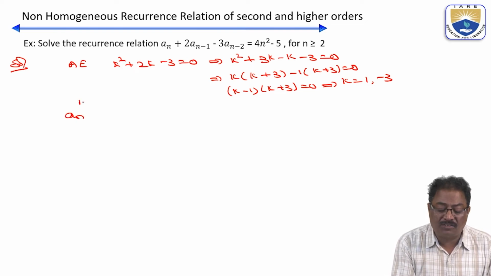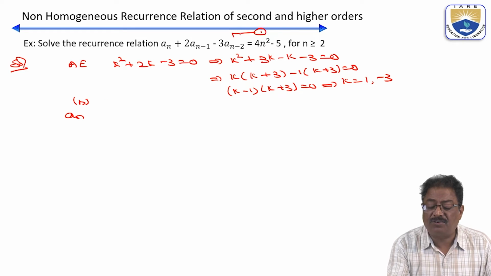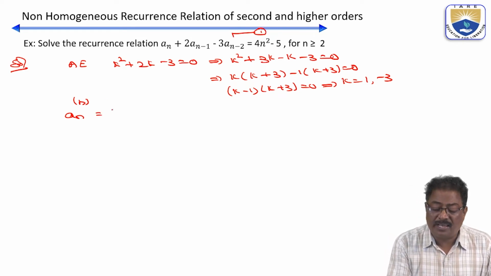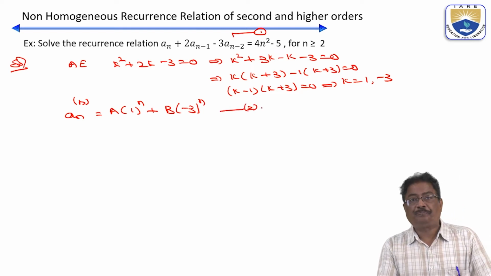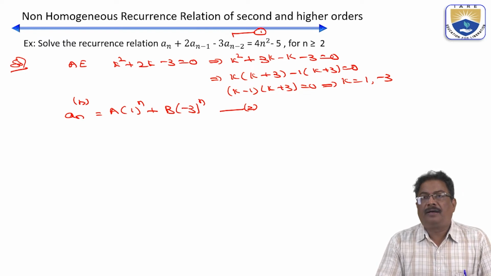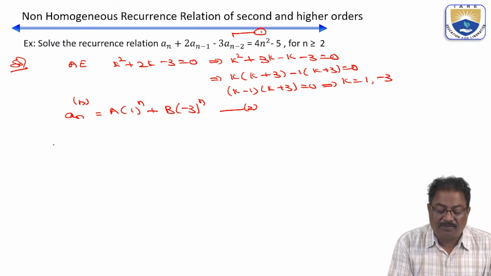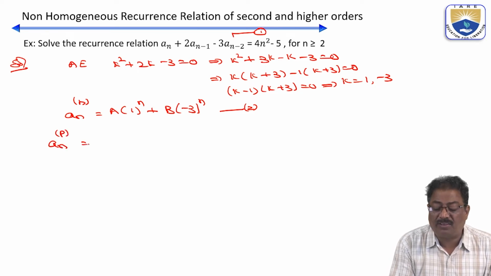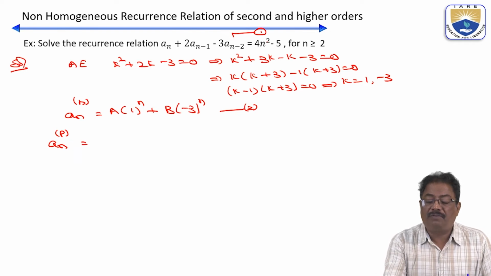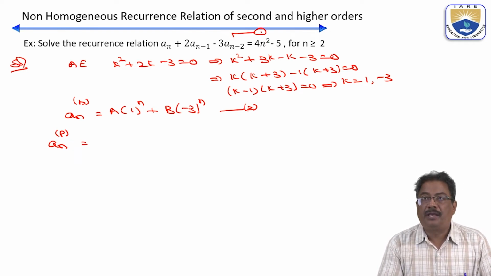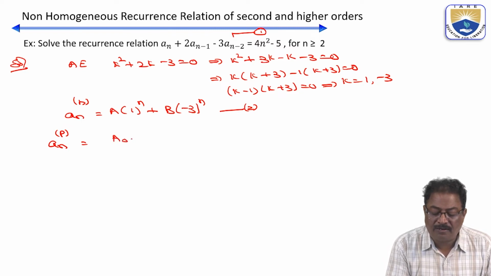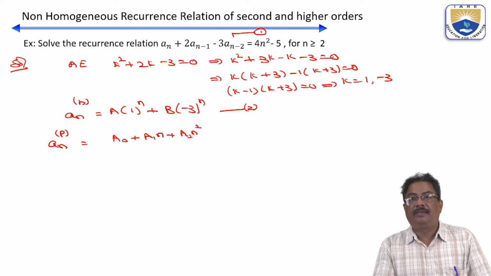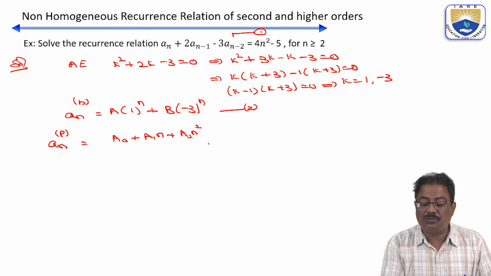Now a n power h is whatever is given. Let us say this is equation 1. Now a n power h is a into 1 power n plus b into minus 3 power n. Let us say this is 2. Now we are finding the assumed particular integral. What is a n power p? This is a polynomial of degree 2, and a polynomial of degree 2 is a0 plus a1n plus a2n square. If it is a polynomial of degree 2, we assume it in this way.